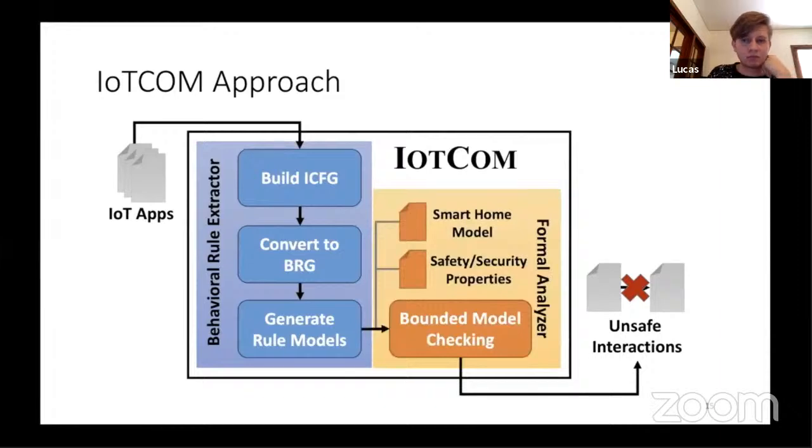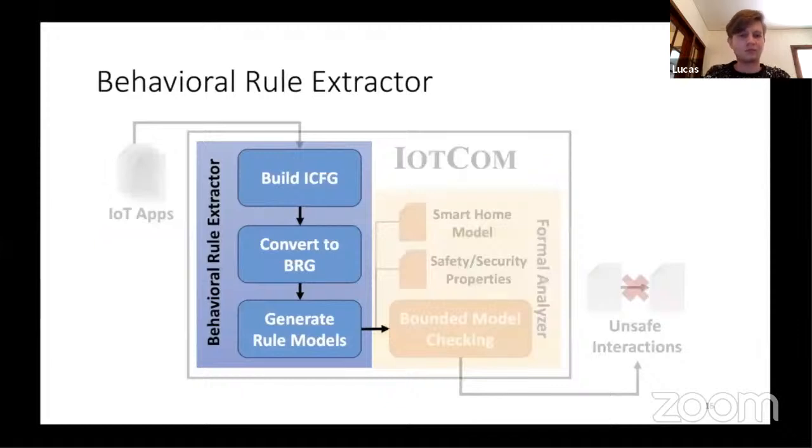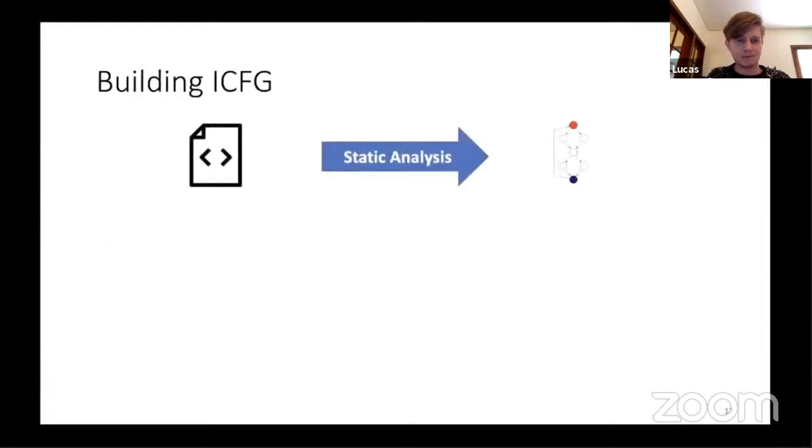Then we formalize those applications and provide them to our formal analyzer, where we perform bounded model checking. Therefore, through the combination of static analysis and lightweight formal analysis, we can provide scalability and compositional analysis. Now I'll be focusing on the first component, the behavioral rule extractor. We perform three main steps: building ICFG, converting to BRG, and generating rule models.